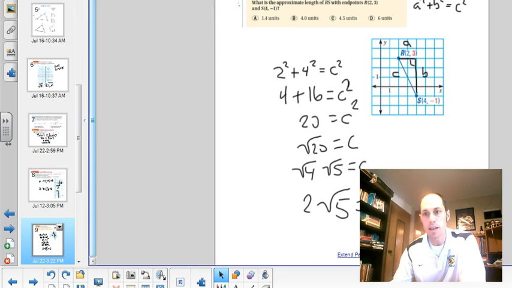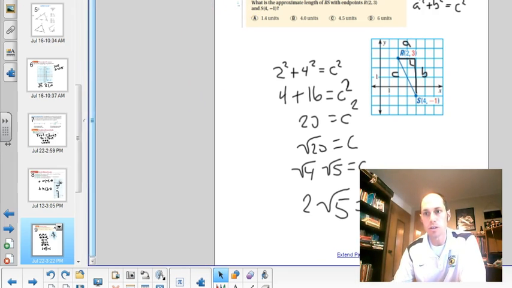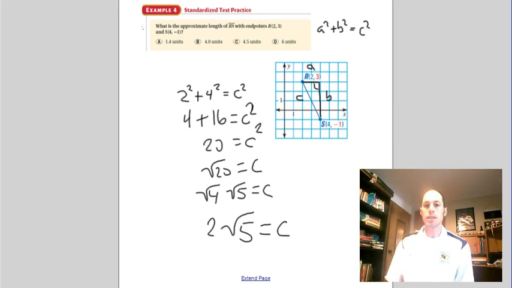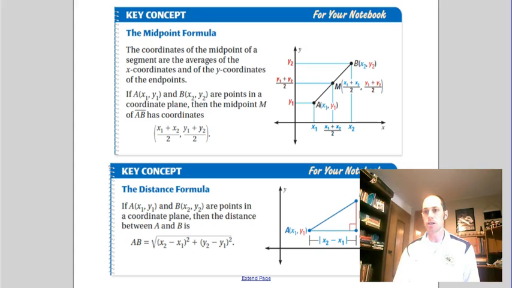If we take a look at our choices, to the nearest tenth, that would be letter C. So that is how we can find the length of a segment on the coordinate plane. If you want, there are some rules for the distance formula and midpoint formula. I'll put those on the screen here if you wanted to copy those down.